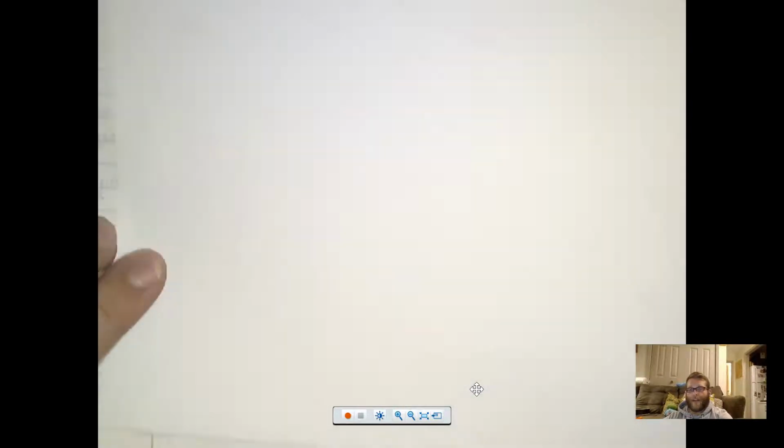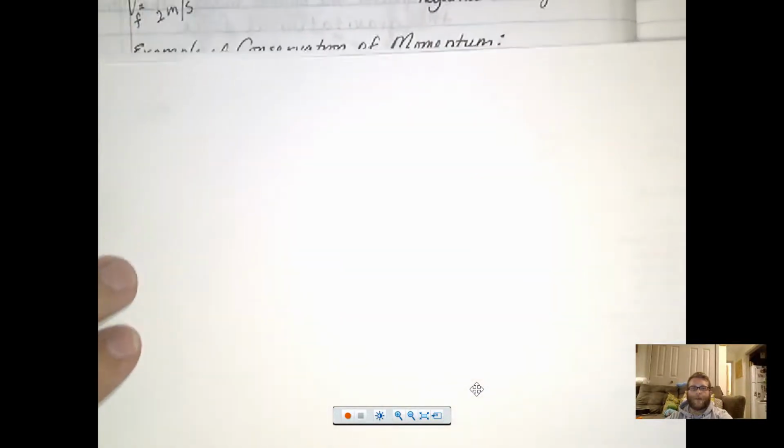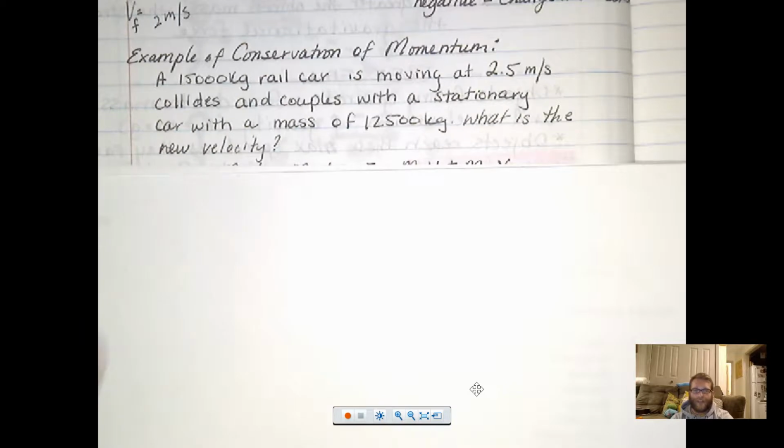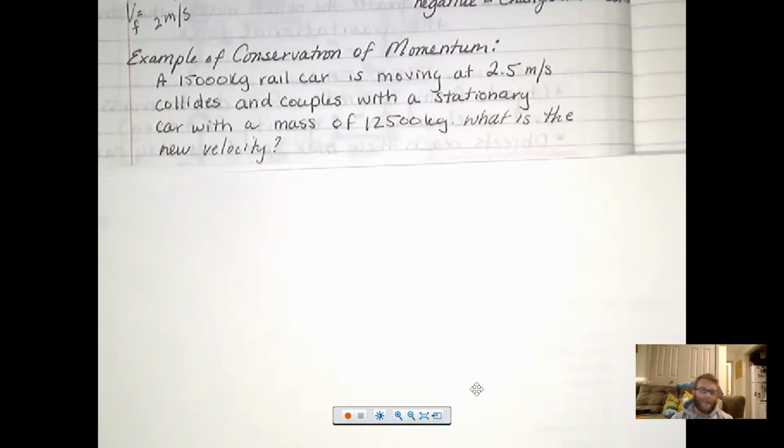All right, let's look at our last example. Okay, this is one where we're looking at our conservation of momentum. So we're looking at that longer equation. In this scenario, it's asking us to find a few different things. So let's look at it. Okay. So it says that we have a 15,000 kilogram rail car, and that rail car is moving 2.5 meters per second.